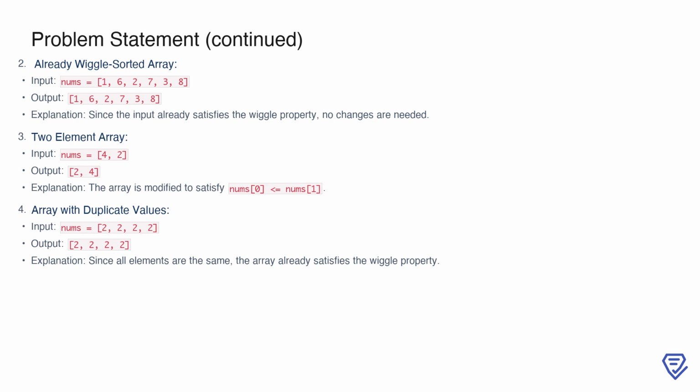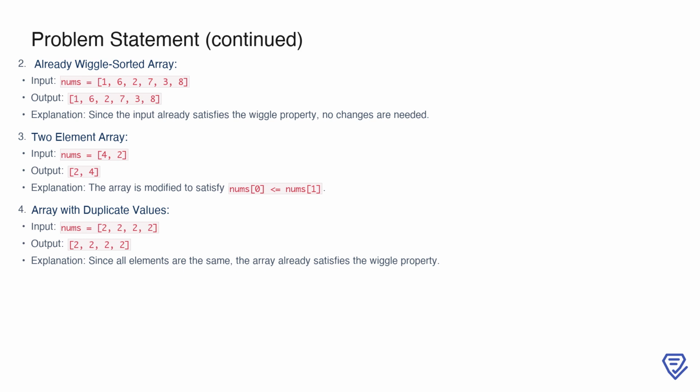In terms of edge cases, there are a few scenarios to keep in mind. First, if the array contains only a single element, like 1, it already satisfies the wiggle property because there are no neighbors to compare. Similarly, if the array is already wiggle sorted, such as 1, 6, 2, 7, 3, 8, it doesn't need any changes.